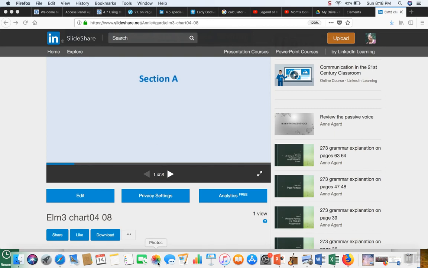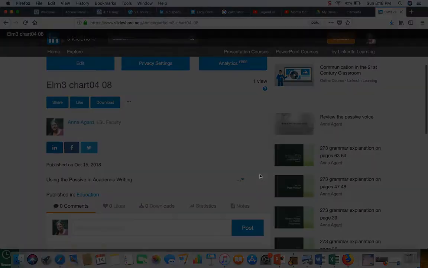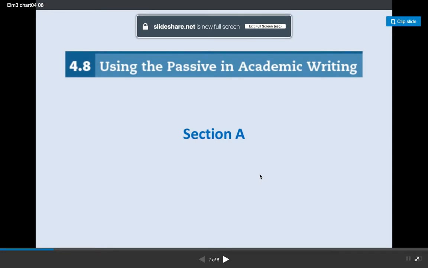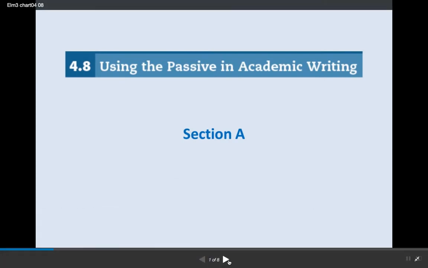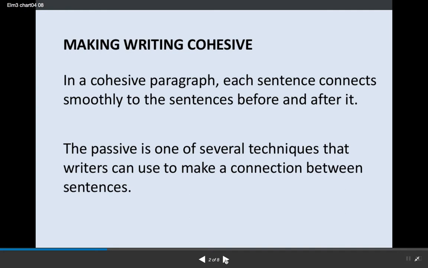Okay, now we are on page 132. We're going to look at using the passive in academic writing, which is probably the most important use of it. Okay, making writing cohesive. Cohesive means hangs together or sticks together.